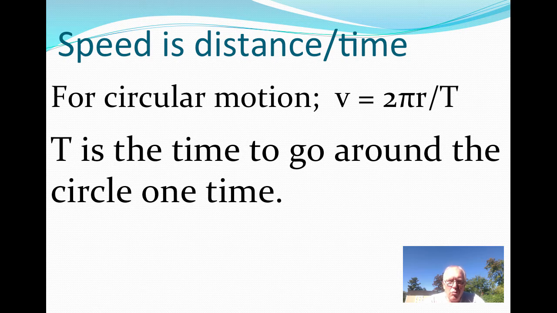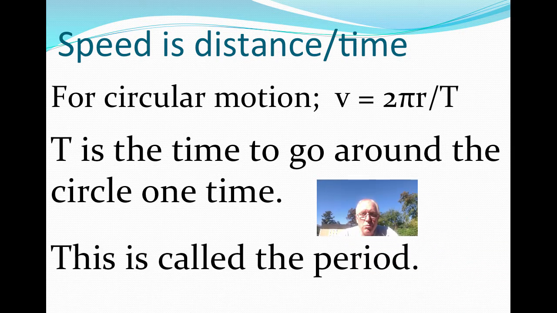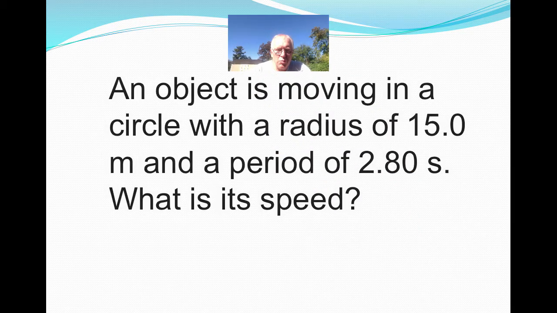The time to go around a circle one time has a name, and that name is the period. The capital letter T is used to represent the period of an object moving around a circle. Okay, so how about this one? Give this a shot, and I'll pause as usual and see how you do with this problem here. Give it a try. All right, I'm back.